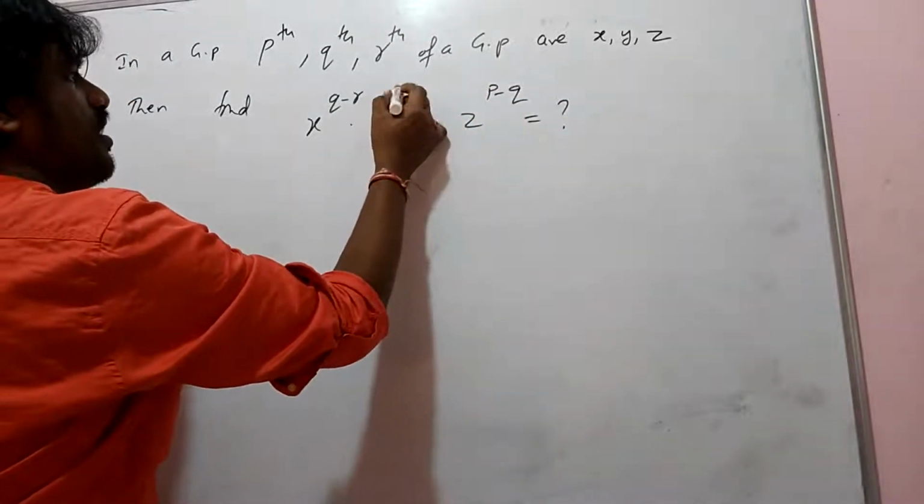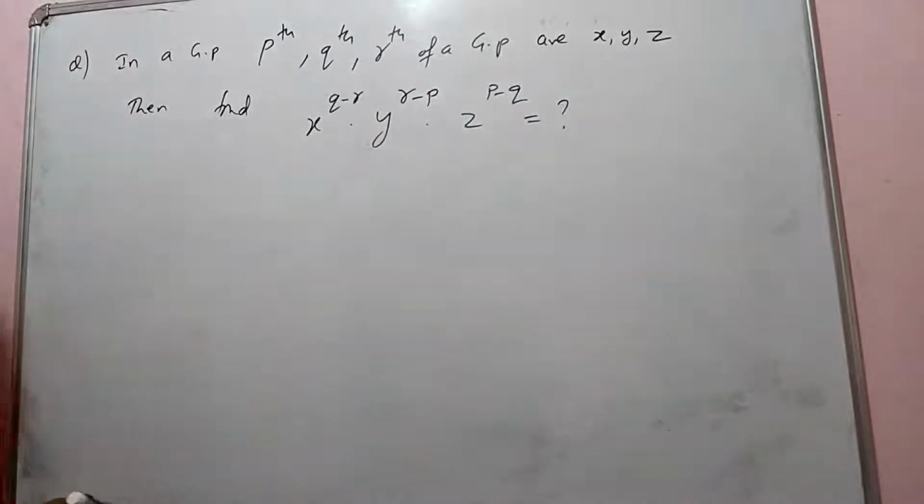So he's asking us to find x to the power of q minus r, y to the power of r minus p, z to the power of p minus q. These values we have to find. Okay, now let us start.